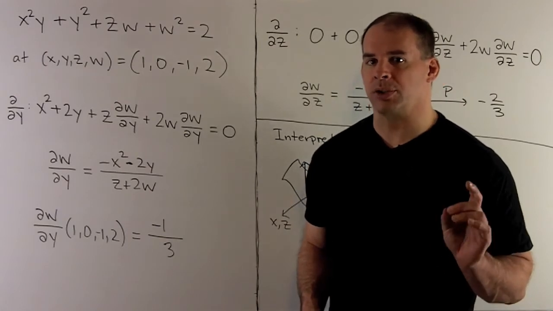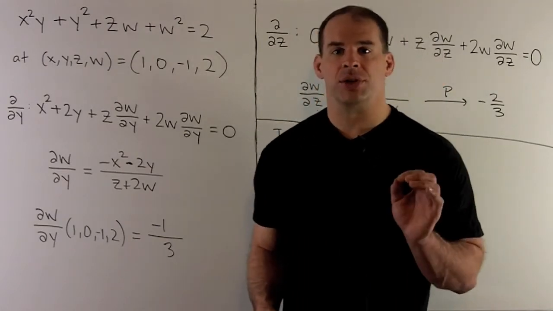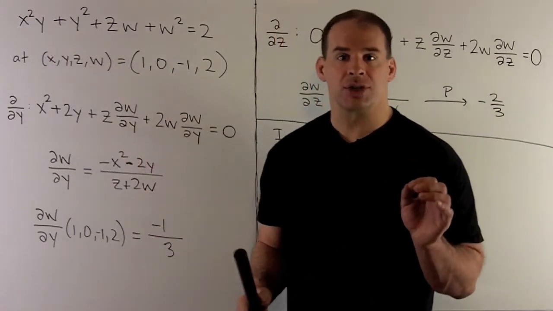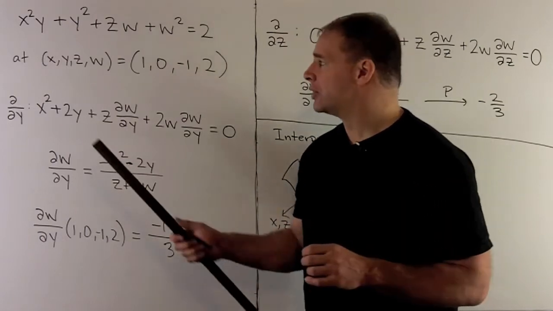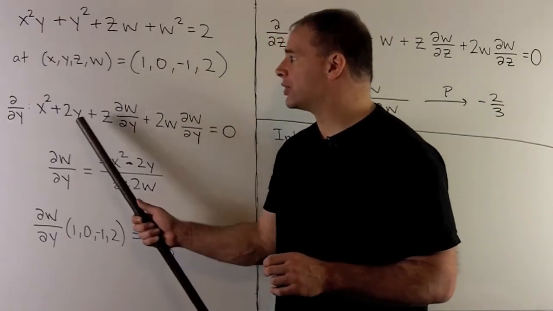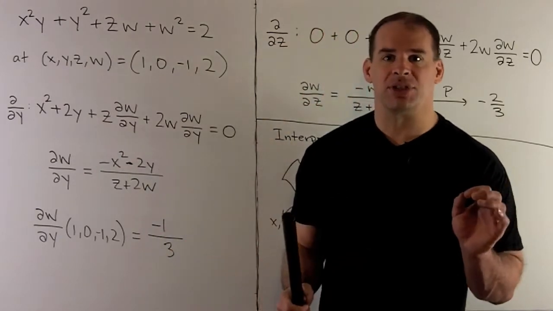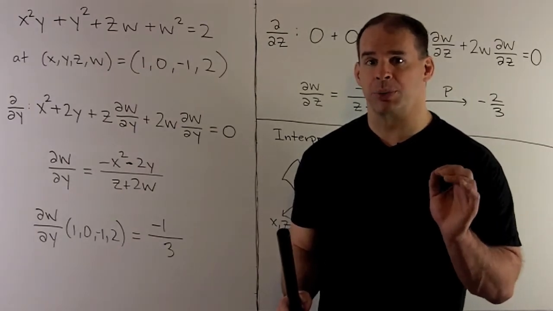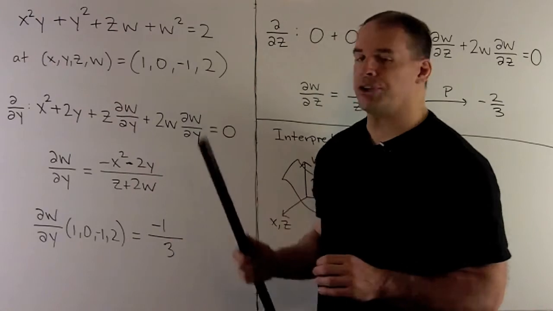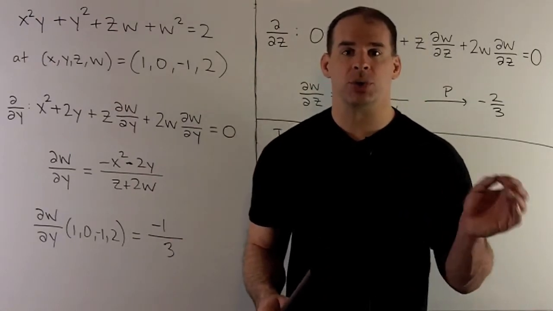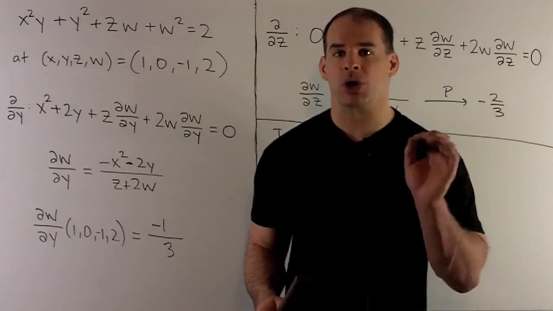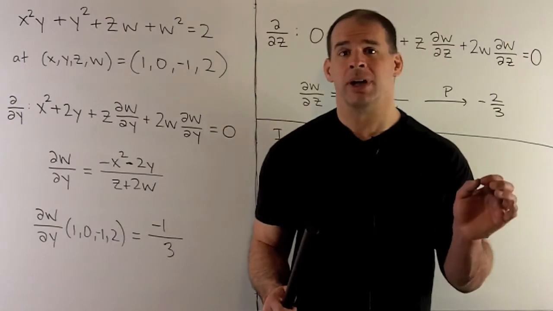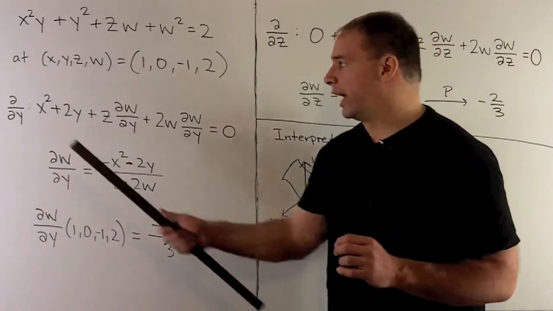Now let's do the partial with respect to y. Here, x and z are treated as constants. w is our function still. First term, x squared is treated as a constant. y goes to 1, so I get an x squared. The y squared is going to go to 2y. z times w, z is treated as a constant, so we just pull it out. Then we take the partial w with respect to y. For the final term, that's just a chain rule. So we'll have 2w, and then the derivative of the inside is going to be the partial of w with respect to y. On the other side, we take the partial of 2. That's going to go to 0. So we get our equation.